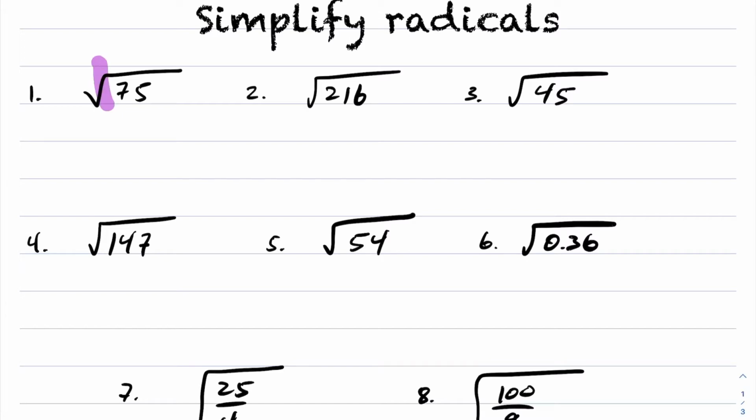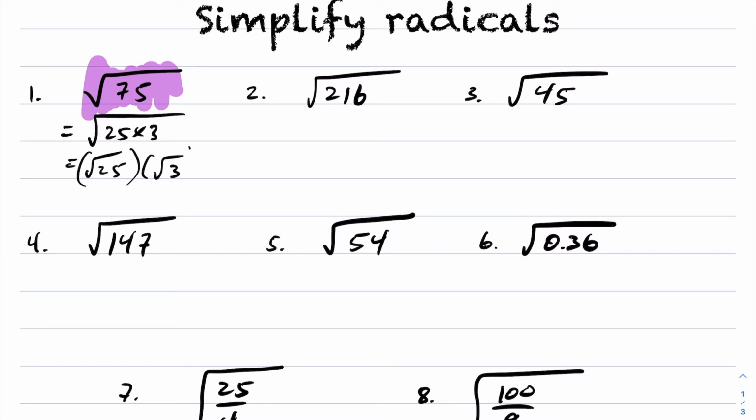So for instance, if I take a look at the root of 75, I want to find the largest perfect square that I can factor out of the expression. Well, if you notice here, 75 is going to equal 25 times 3. And whenever you take the square root of the product of two numbers, you can break it up into the square root of 25 times the square root of 3, which in this case, the square root of 25 is 5. So this would simplify to become 5 root 3.